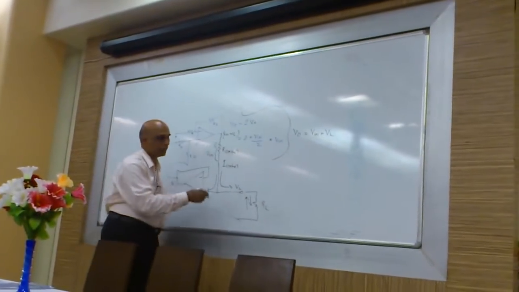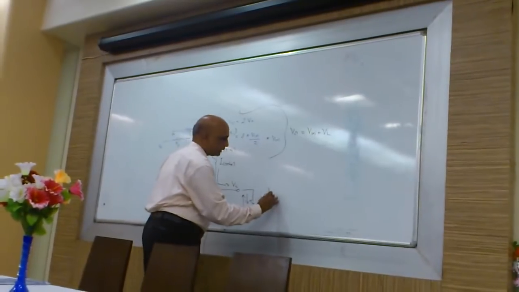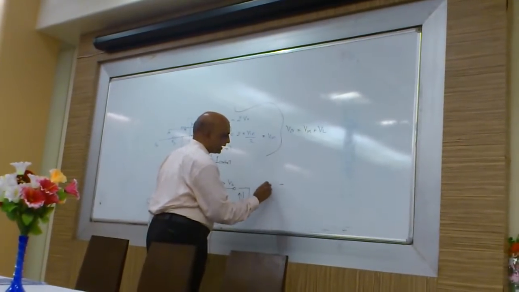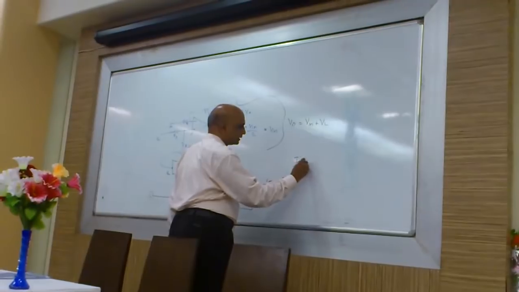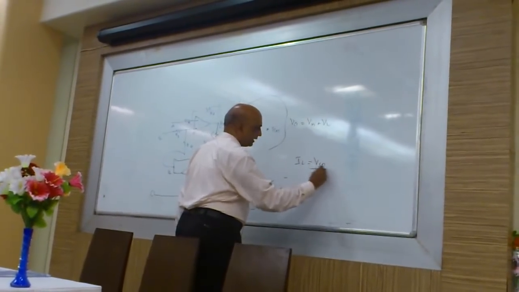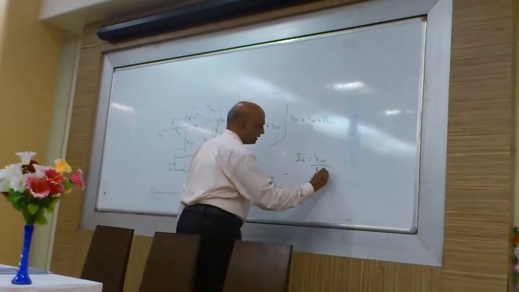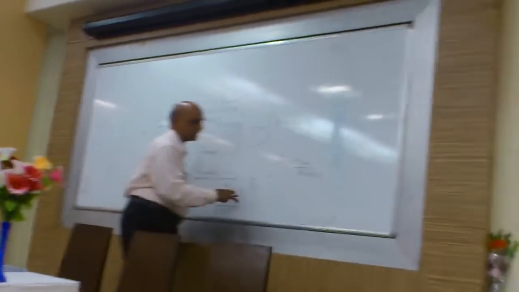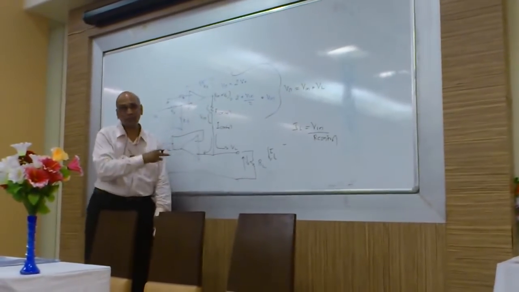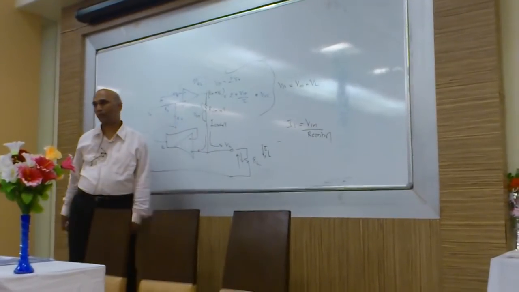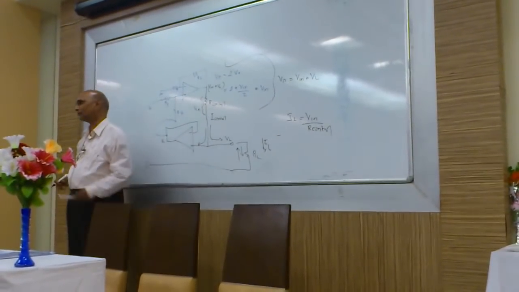And therefore, now the value of the IL, you can tell me what is the value of IL. IL is going to be, yes, V in by R control. Is that right? The value of the current in the RL is not decided by the RL, but it is decided by this resistor, R control. This is how the current is decided.